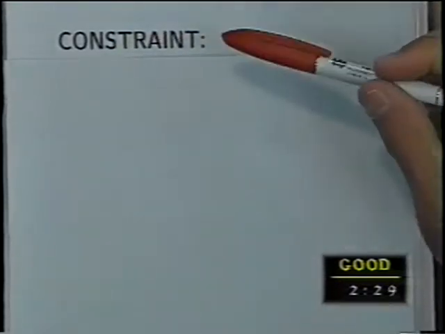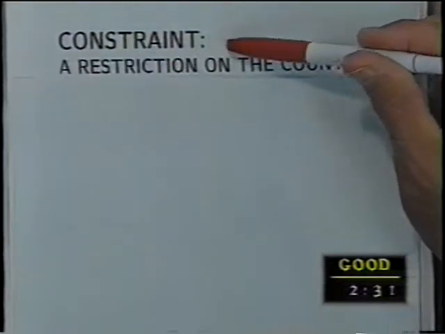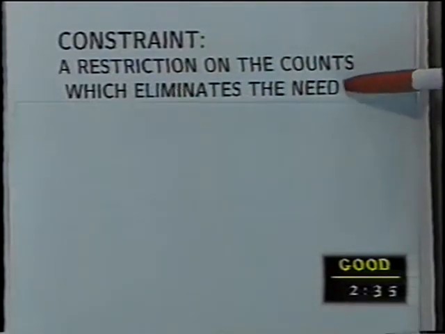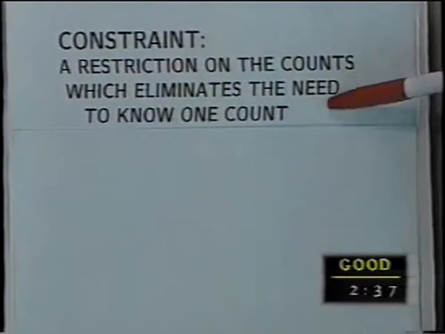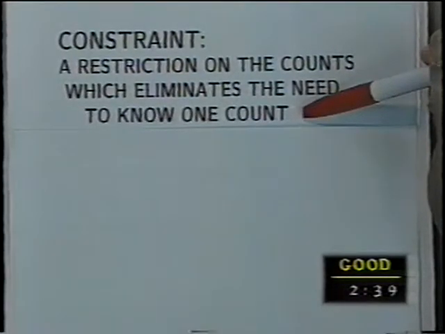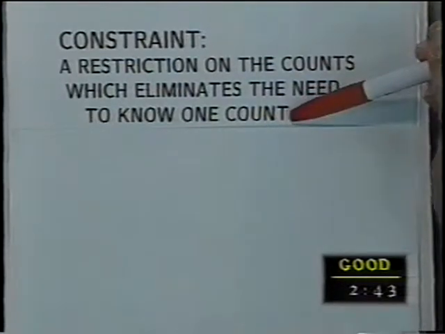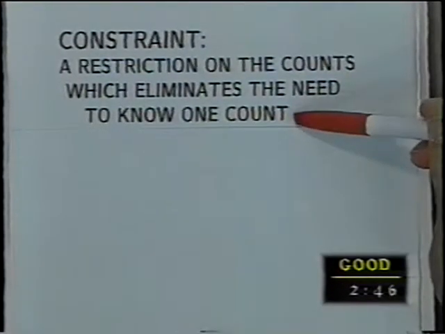There's a thing called a constraint. A constraint is a restriction on the counts which eliminates the need to know one count. If I don't need to know a count, then I have a constraint. The constraint is what causes me not to need to know that count.